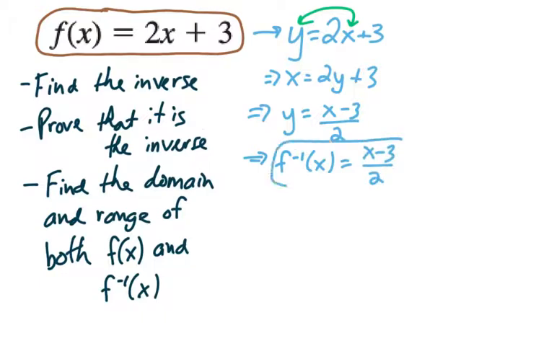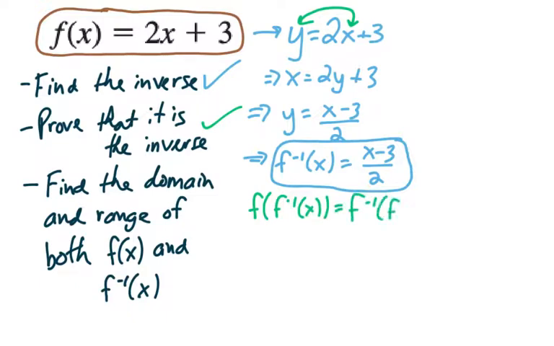And there you go, friends. There's part one. Find the inverse. Yes, we did. Okay? Now, part two. We need to show their inverses, and that's exactly what we did in the last page. You need to show that f of your inverse should be the same as f inverse of the original, and they should all cancel out beautifully and get x.